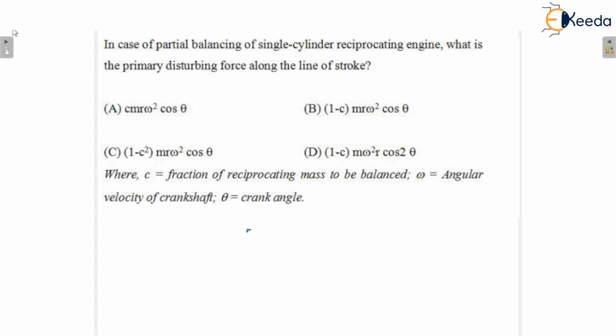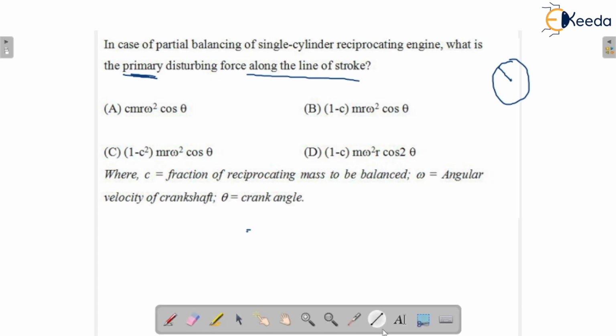There is no confusion that it is talking about the primary forces. First, primary forces and the forces along the line of stroke. So if there is a crank which is attached at a radial location and this is the line of stroke, if I ask you to find out the component of the centrifugal force along this line of stroke, that would be considered as F primary. So F primary is nothing but the component of the centrifugal force along the line of stroke. This is known as the primary unbalanced force.